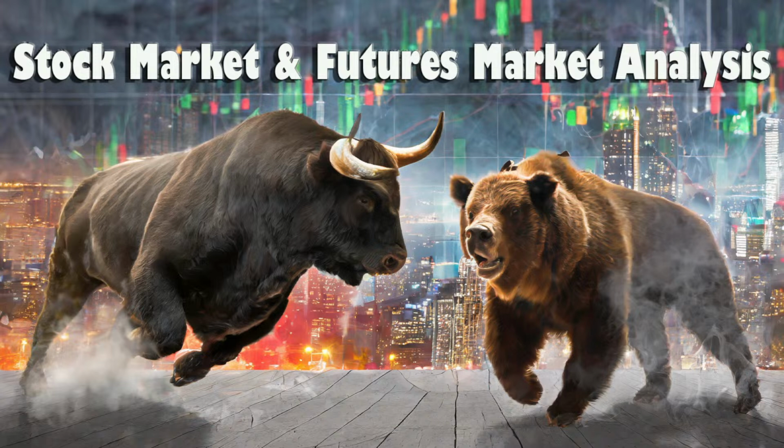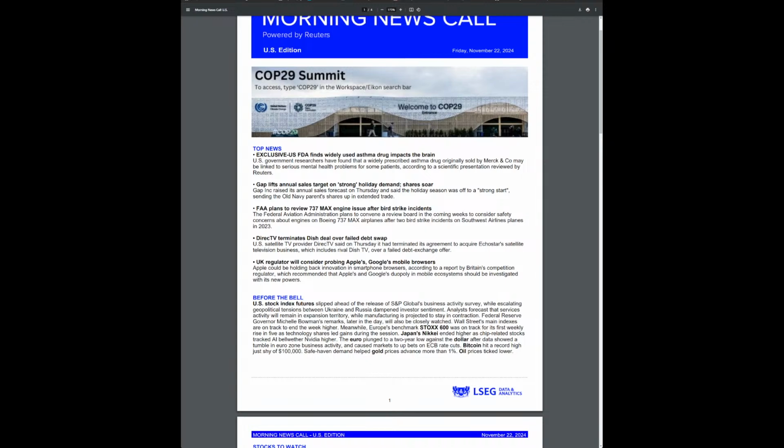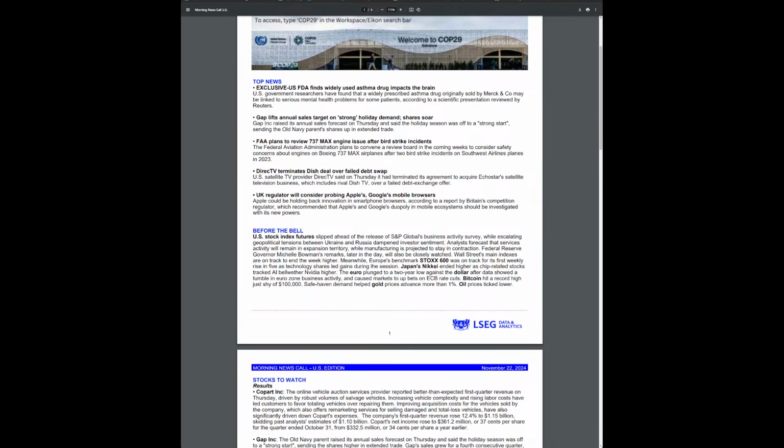All right, let's look at the news here. Sorry about that. Exclusive. U.S. FDA finds widely used asthma drug impacts the brain. So that's something going on there with Merck. Gap lifts annual sales target on strong holiday demand. Shares soar. FAA plans to review 737 MAX engine issue after bird strike incidents. DirecTV terminates Dish deal over failed debt swap. Interesting. UK regulator will consider probing Apple's, Google's mobile browsers.